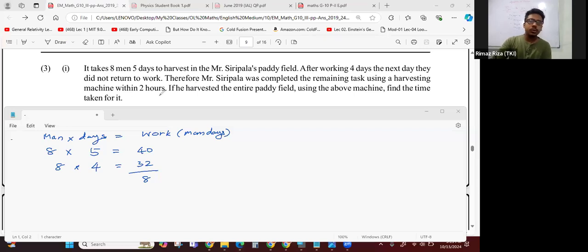And then to do this remaining work, Mr. Siripala has used a machine. That machine finished the work in 2 hours. So 2 hours is equivalent to 1 over 12 day, because the unit is days, so I wrote hours in days.